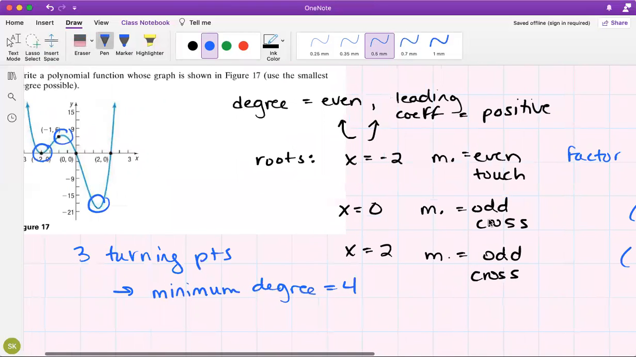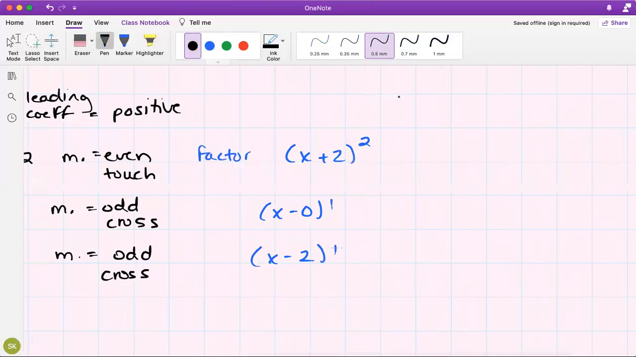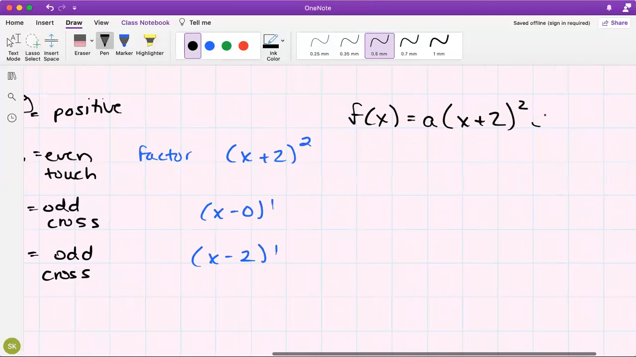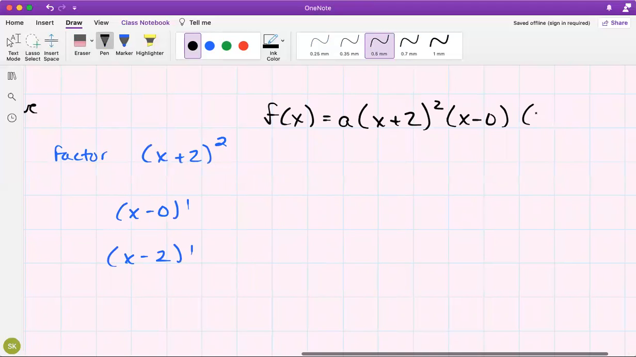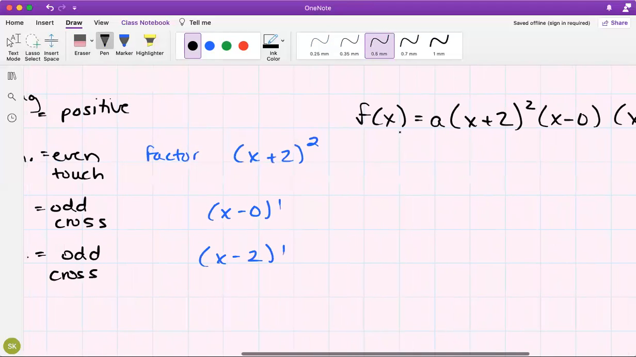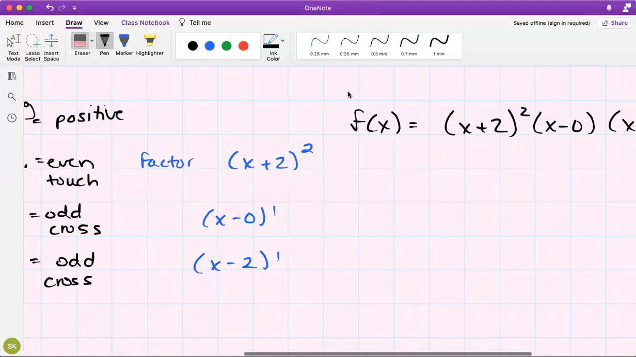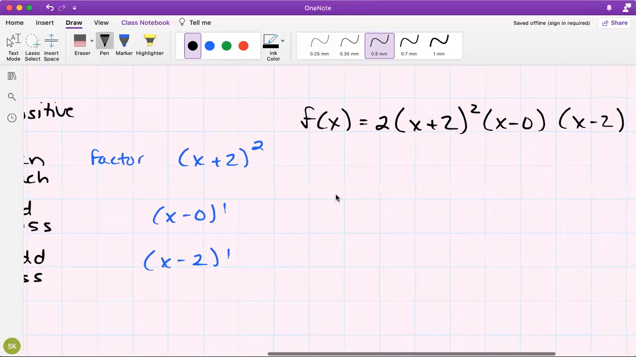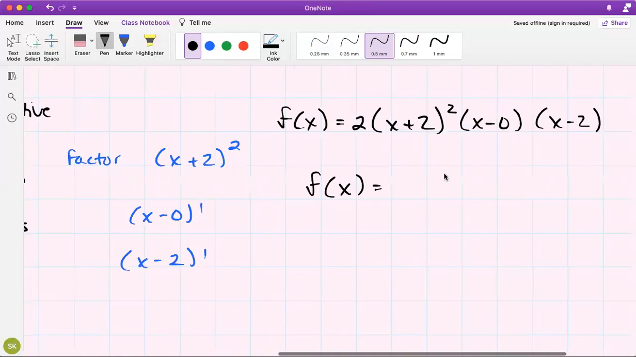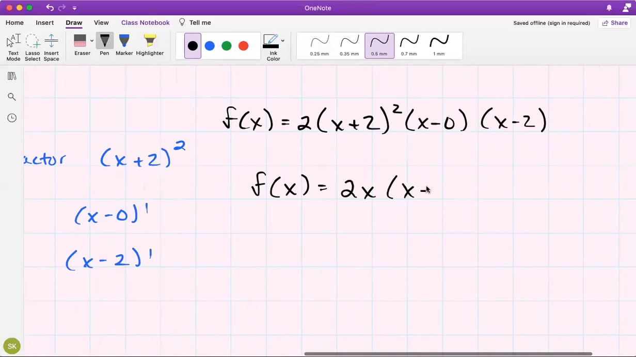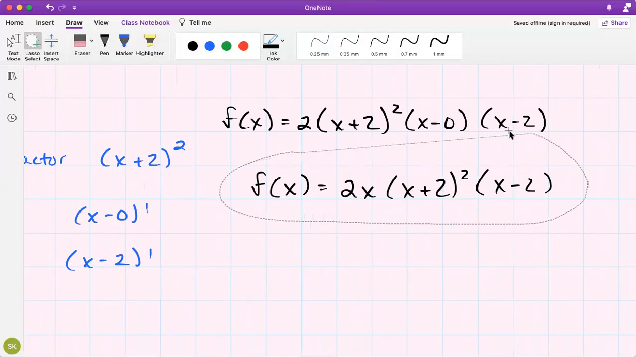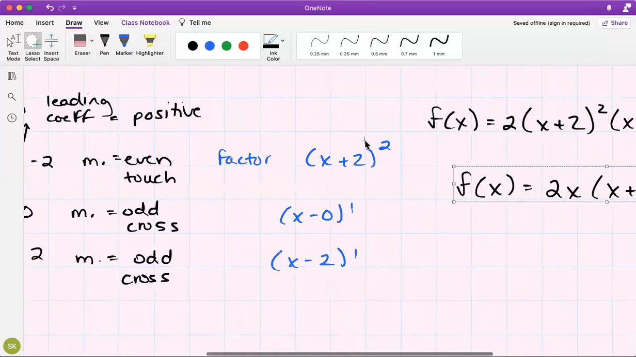Well, how we can write this polynomial, I'm going to write it over here. We can say f of x is equal to a, x plus 2 squared, times x minus 0 times x minus 2. And we just choose an a that's positive because that's going to be the leading coefficient. We want something positive. In fact, you can just put a 1 here, but you can put a 2 if you like. And then let's clean this up a little bit. x minus 0 is just x, so 2x, x plus 2 squared, x minus 2. That is a possible polynomial function for this graph.